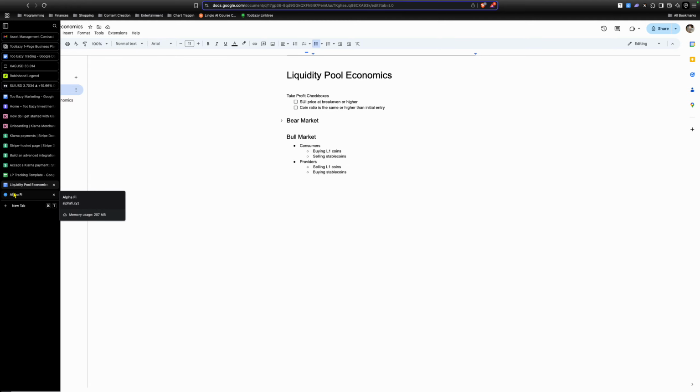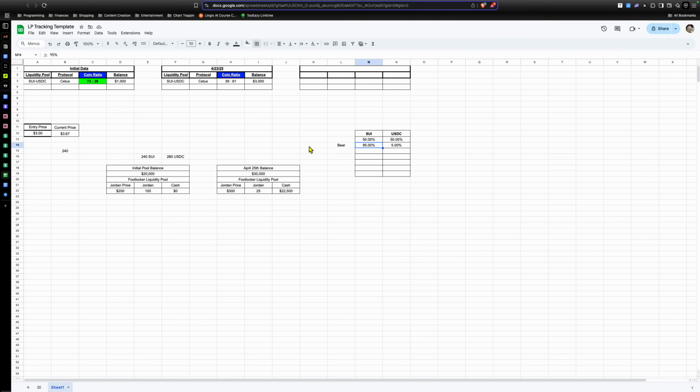We started with 50-50, so 95% SWE, that's one check box. Like, yo, the ratio looks good, but the price is down, so I'm not finna take profit. That was our current situation at the bear market when SWE was at $2. All right, but now we're entering bull market.